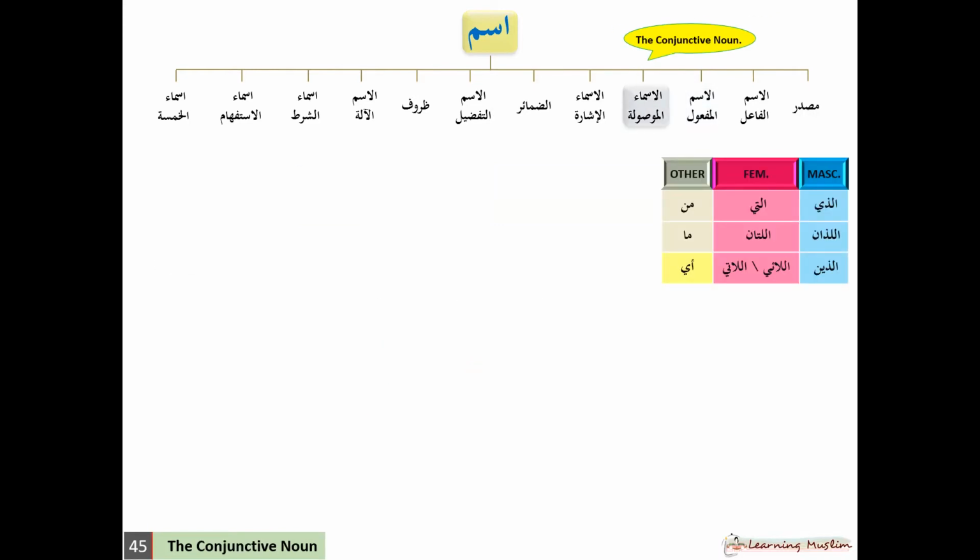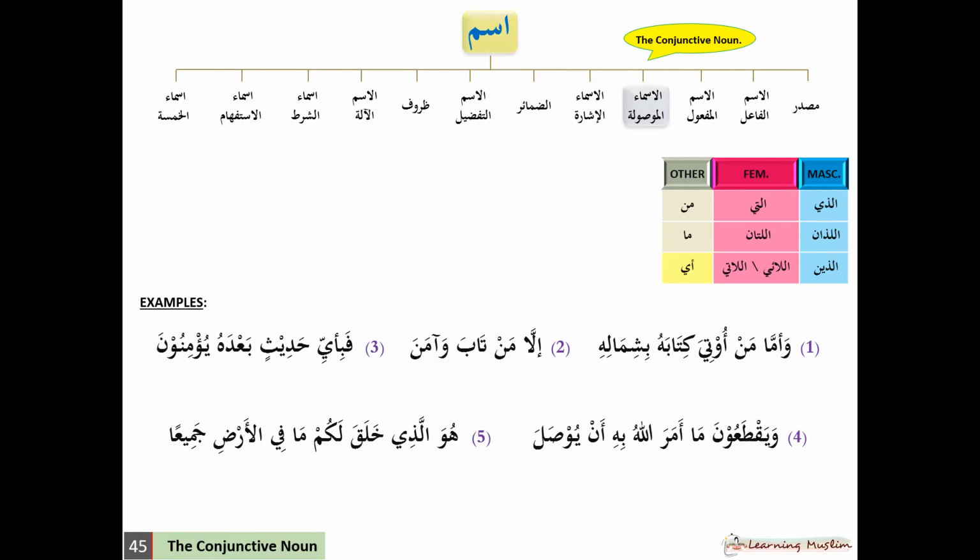So the next one, on page 45, is the conjunctive noun, al-ismul mawsul or al-asma'ul mawsula, the conjunctive nouns. They are alladhi, alladhani, alladhina, allati, allatani, allati, allai, man, ma, and ay. Some of those are quite common and you should have come across them already. Let's have a look at some examples in usage.